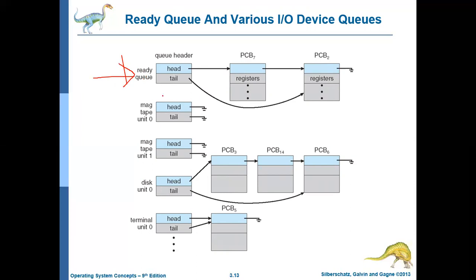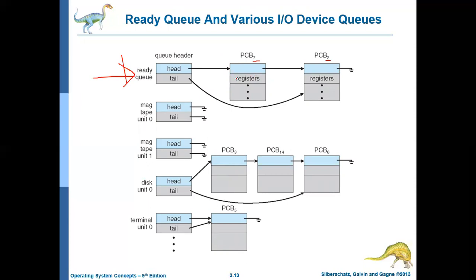So what does this ready queue contain? Basically it is a linked list. It contains two pointers, the head pointer and the tail pointer. The head pointer points to the first process and the tail pointer points to the last process. Currently the ready queue contains two processes, process 7 and process 2, and it is referring to their respective PCBs, process control blocks.